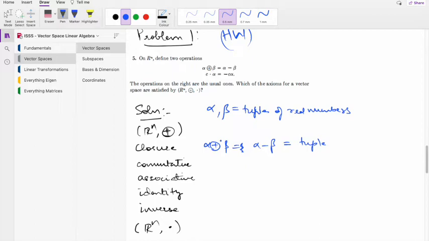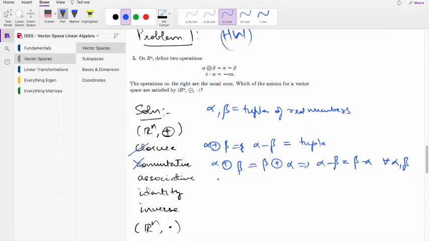So closure is fine. Then coming to commutativity, it says that alpha plus circle beta should be equal to beta plus circle alpha, which implies that alpha minus beta should be equal to beta minus alpha for all alpha, beta. Which is not true. So hence commutativity is not satisfied.